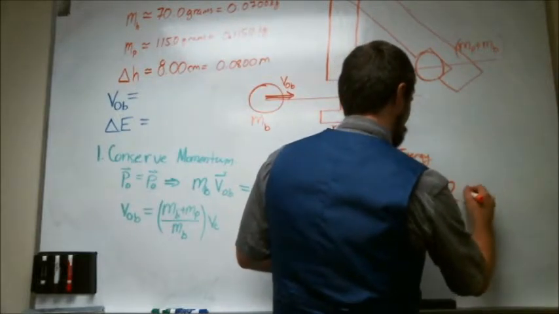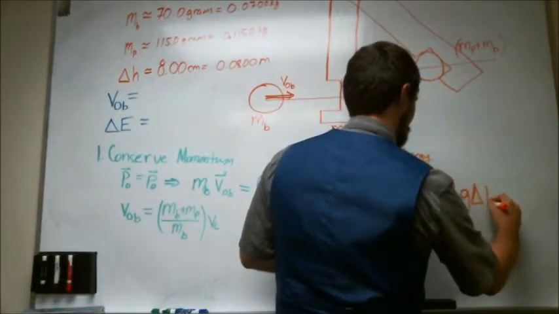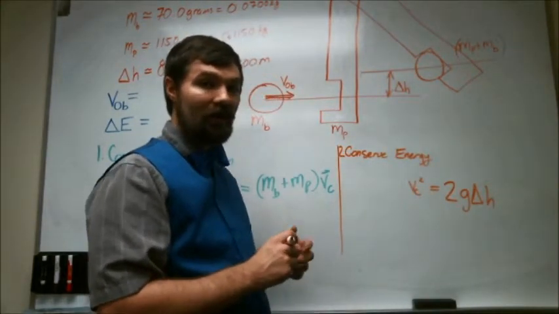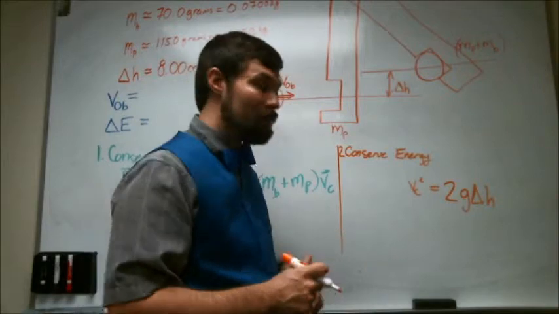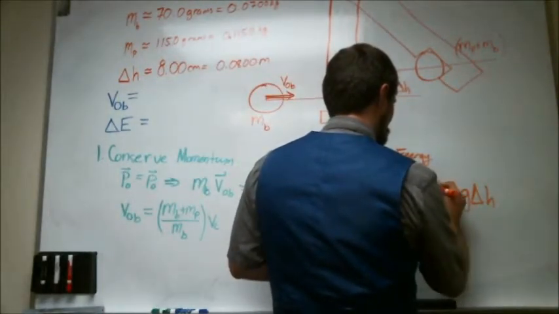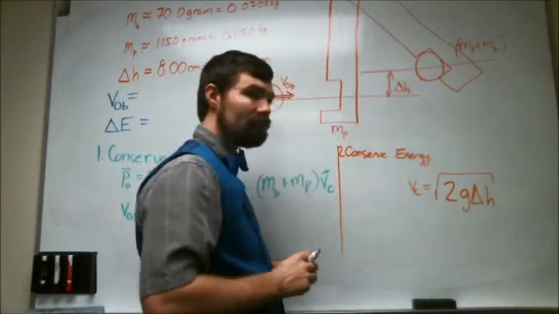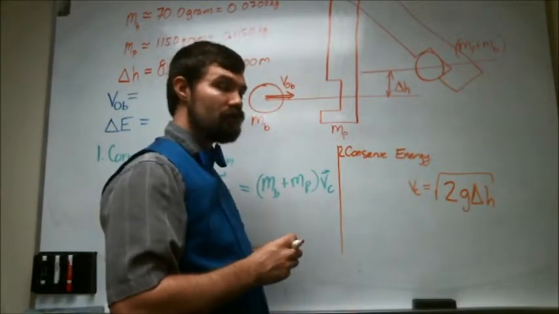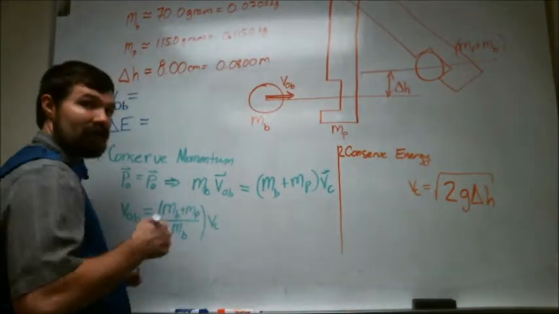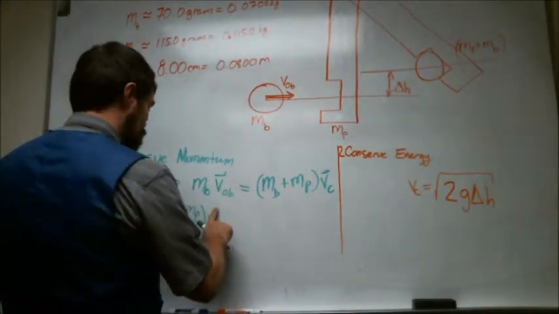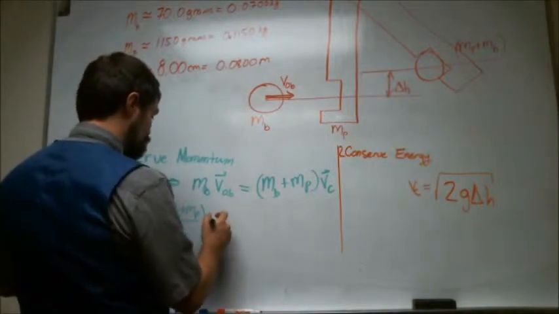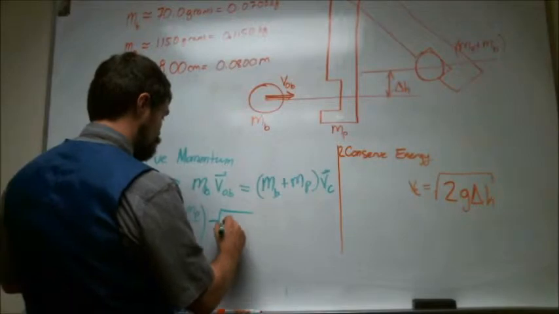So I have 2g delta h is equal to the speed after collision squared. So now I take a square root of both sides, and I get the collision speed. It's going to be square root of 2g delta h. So that also means that over here I can substitute square root of 2g delta h in for the collision speed.